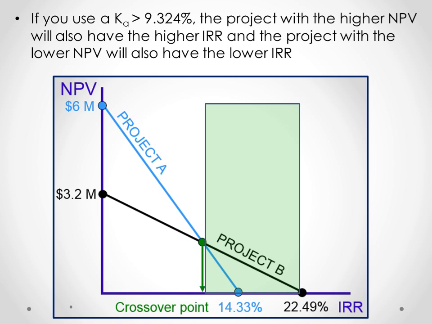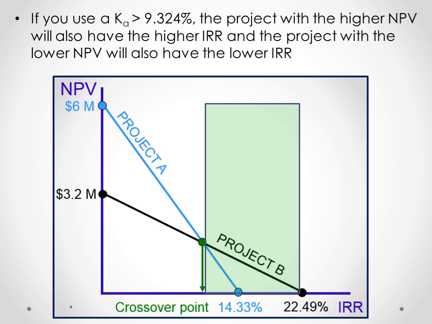And then, if we use a cost of capital, K sub A, that's greater than 9.324%, the project with the higher net present value will also have the higher internal rate of return. So you notice here that the black line, project B, has a higher net present value than the blue line, the net present value for project A. And at the same time, the internal rate of return for project B, 22.49, is higher than the internal rate of return for project A. No more mixed signals. So that's how you can find that.